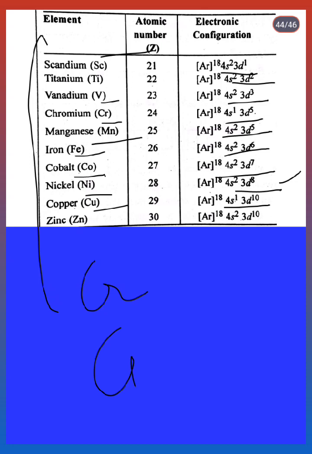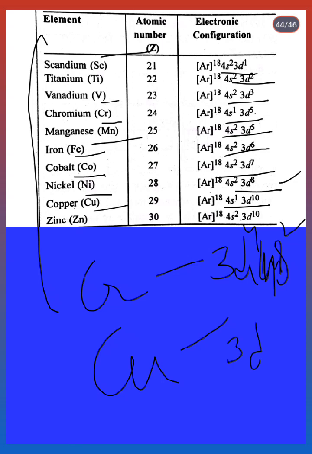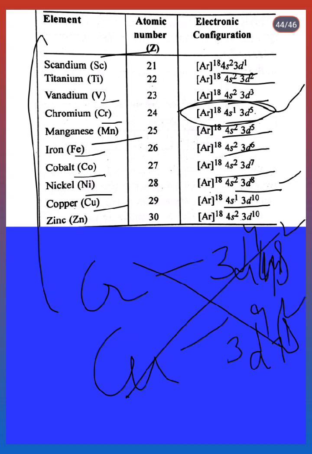So chromium and copper show exceptional electronic configuration according to filling. If you fill in order, it would become 3d4 4s2 and similarly 3d9 4s2, but that is not the actual configuration. The actual configuration is 3d5 4s1 and 3d10 4s1. This actual configuration is based upon two factors: symmetrical distribution and higher exchange energy values.